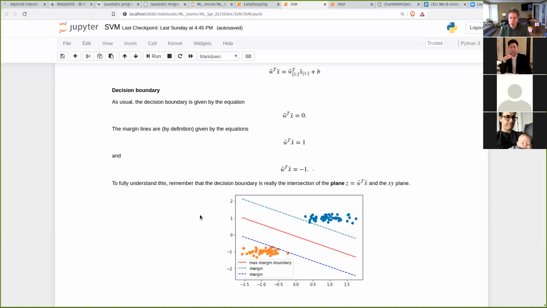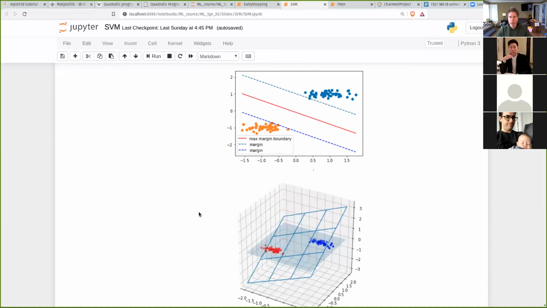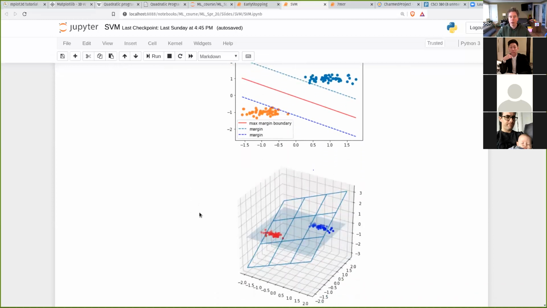I think the explanation for why that's true is best seen by looking at what's happening in 3 dimensions. And let me see if I can get my pen back here. Come on. Okay. All right.